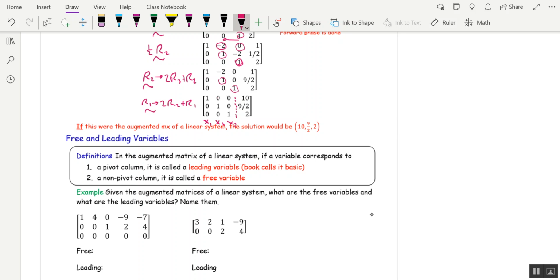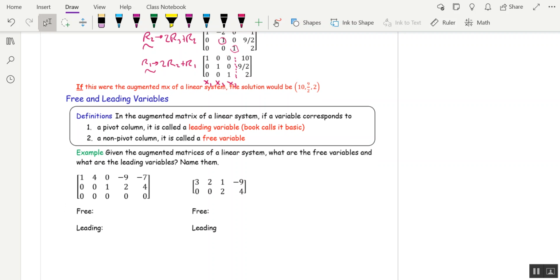So let's look at these matrices here. These are in echelon form. Let's determine who's free and who's leading. So we're told this is an augmented matrix. So I know this is the answer column, and I also know there are 4 variables. This is the x1 column, x2, x3, x4.